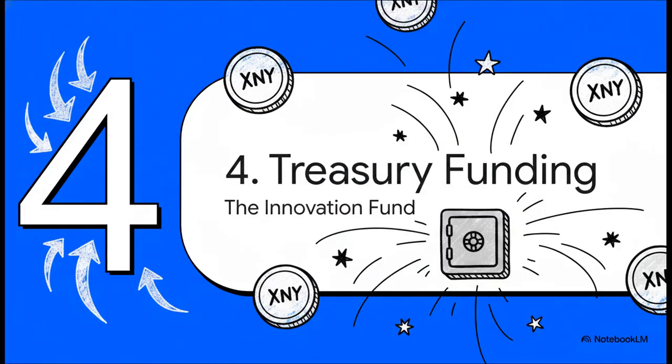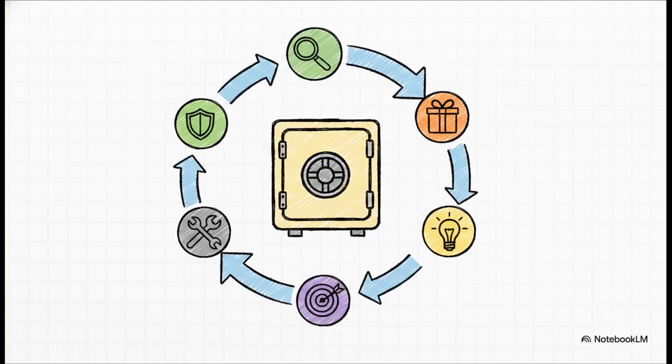Moving right into Section 4, funding the treasury. Think of this as the innovation fund. So what exactly happens to all those X and Y tokens and protocol fees that are sinking into the network? Well, they don't just disappear into the ether. And this brilliantly illustrates how the whole cycle works.